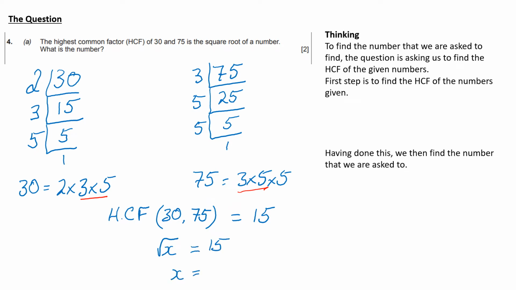So x is 15 squared, which is 225. As you can see, we follow it through and we explain what we're doing.